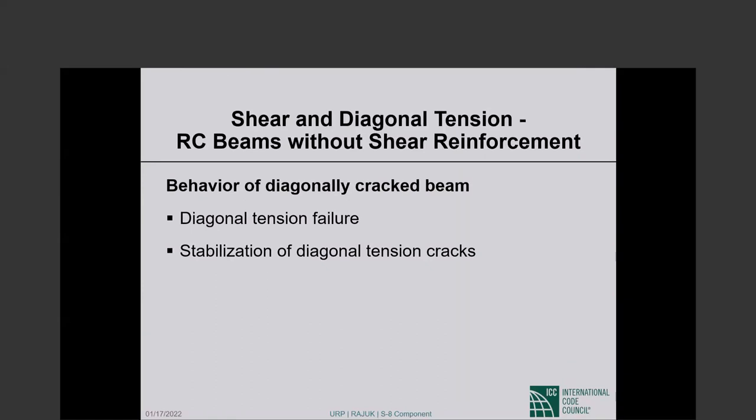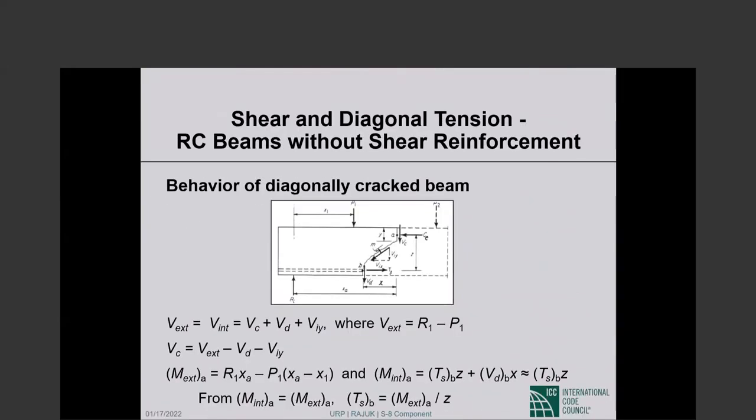Okay, so shear and diagonal tension, reinforced concrete beams without shear reinforcement, behavior of diagonally cracked beam. So we are talking about diagonal cracking for reasons that I have gone through. Once a diagonal crack forms, two things can happen. It goes all the way through, causing failure of the beam. That would be diagonal tension failure. That is not uncommon by any means. Or the diagonal crack may stabilize and the beam could go on carrying higher loads. Both scenarios are possible. Okay?